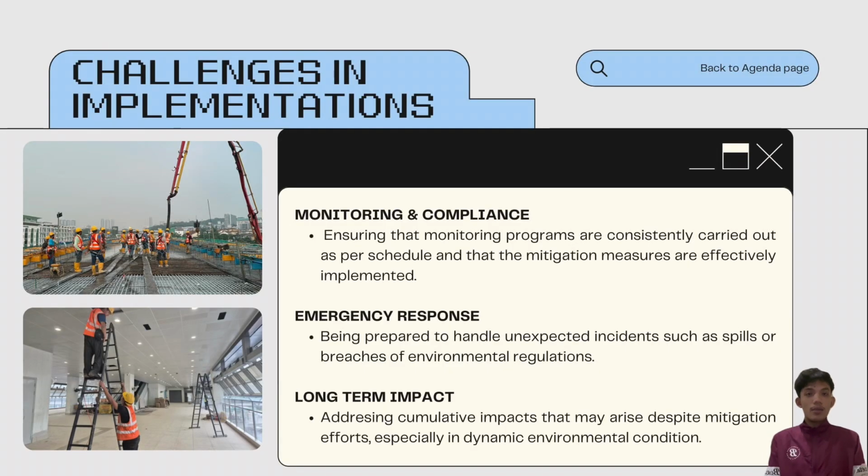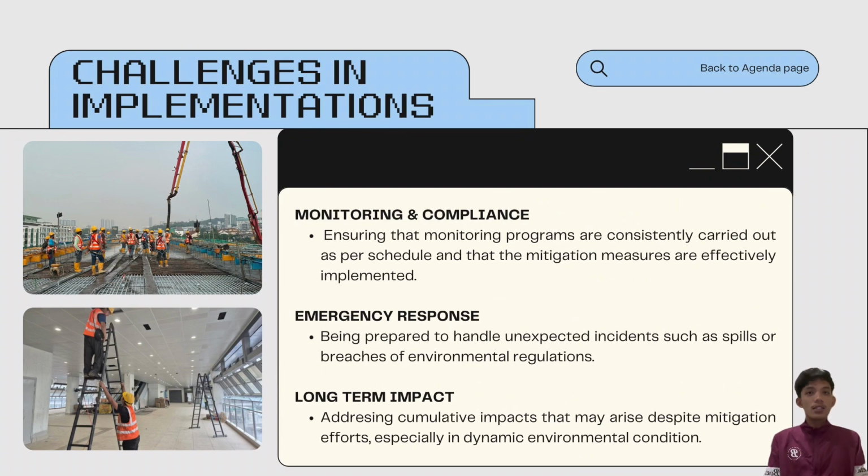Assalamualaikum, my name is Aikmal Danish bin Ahmad Zaidi, and I'm going to continue on challenges in implementation. So in this topic, we're going to discuss what are the challenges in implementing all the mitigation measures for the major environmental impacts that we have discussed earlier.